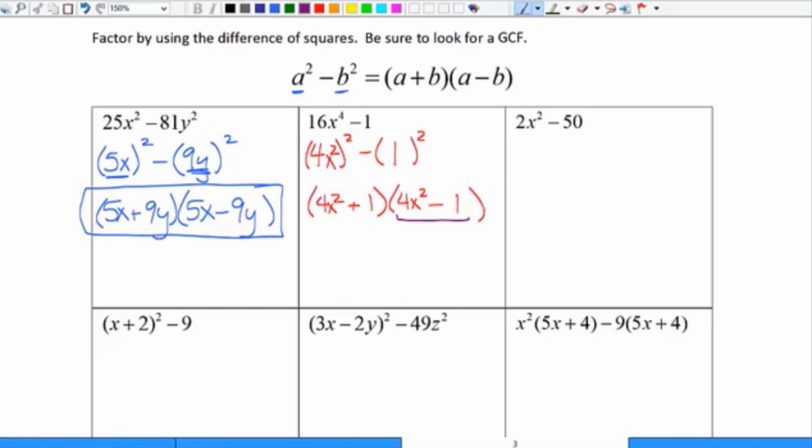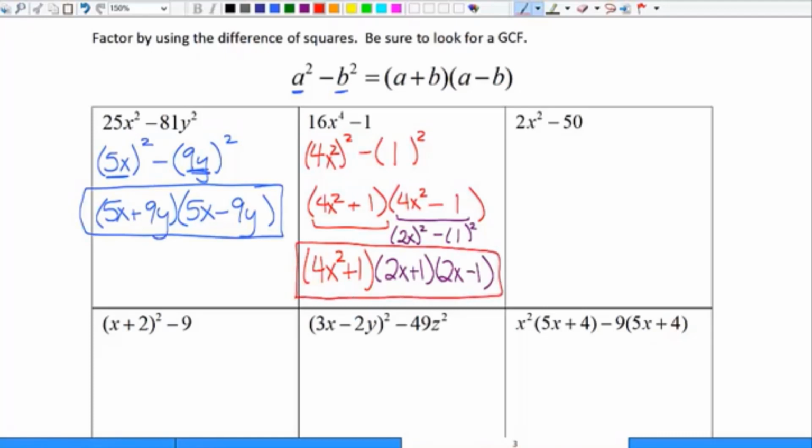4x squared is a perfect square. That's 2x times itself, 2x. 1 is a perfect square. That's 1 squared. So the second term can actually be factored into 2x plus 1, 2x minus 1. That's the second factor. But what happens to this first red factor? Well, that's a sum of squares. We just said a sum of squares doesn't factor anymore. So that sum of squares just needs to come down.